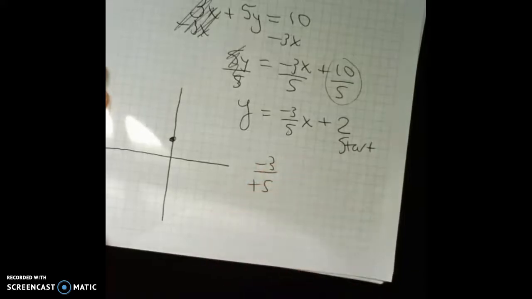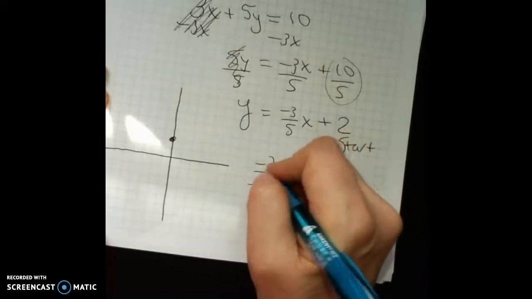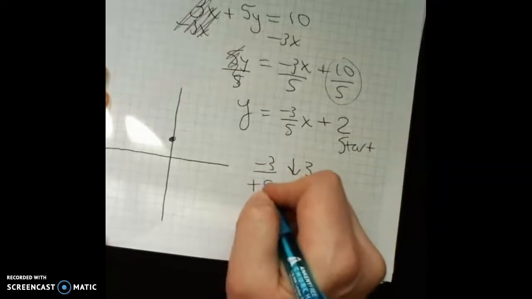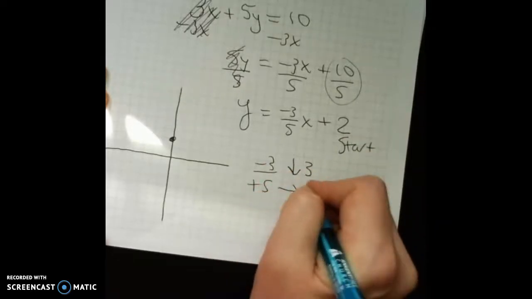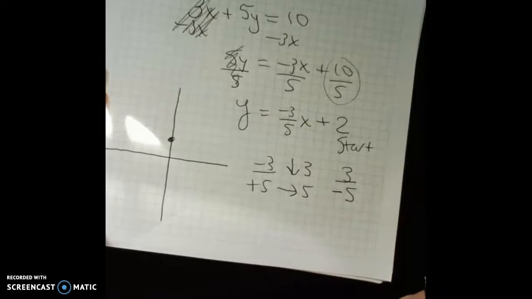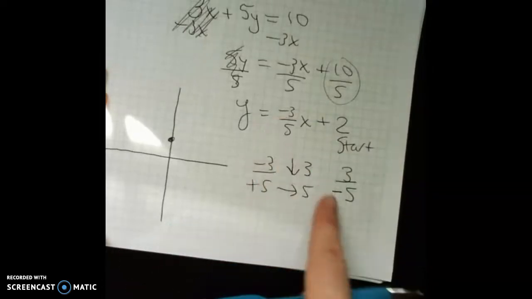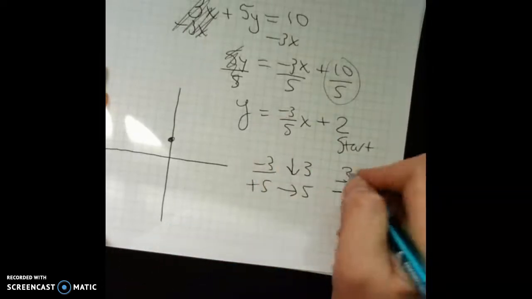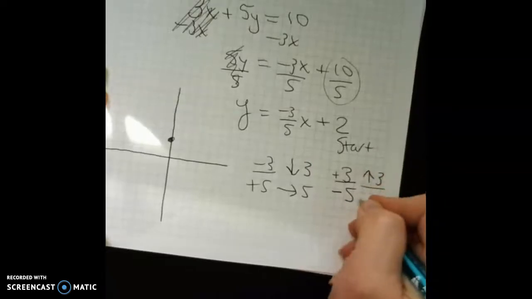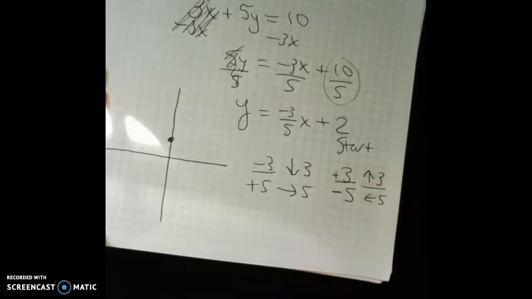I only have one negative, so rise, I can't rise negatively, that means going down, so I'm going to go down 3. +5 means to go to the right 5. Now, I could move that negative to the bottom, okay? We usually don't write it there like that, but to think about it, we could. So this would be a +3, which means I'm really rising 3, but a -5 means I'm running backwards, okay?